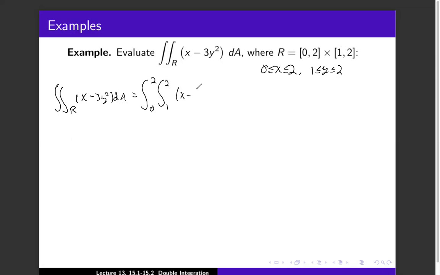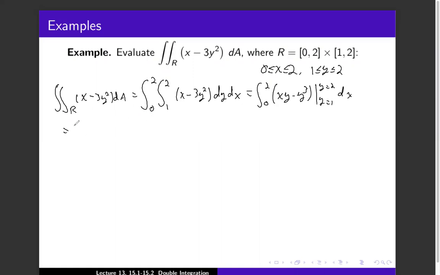So the integral of x minus 3y squared dy dx. You integrate the inside first, and what's that going to become? Well, you integrate with respect to y, that's going to become xy minus y cubed, integrated from y equals 1 to y equals 2.